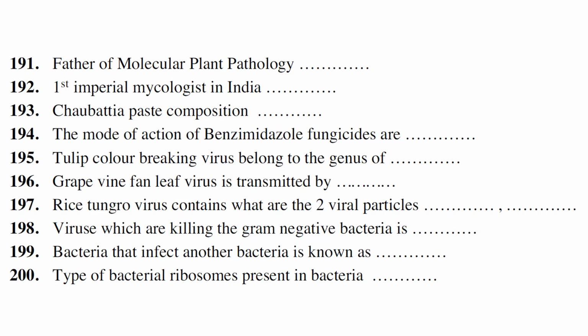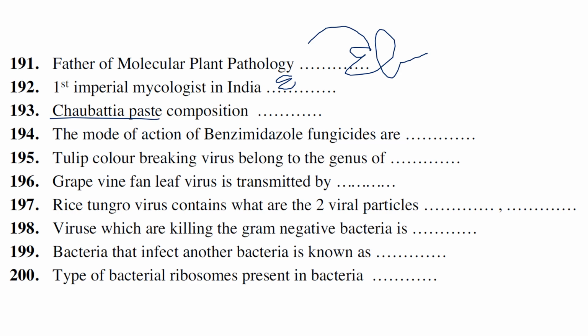The next one is the father of molecular plant pathology. Noel Keen is generally considered as father of molecular plant pathology. He also coined the term elicitor. The term elicitor was also coined by Noel Keen. First empirical mycologist in India. E.J. Butler is generally considered as the first empirical mycologist in India. Chaubattia paste composition: 800 grams of copper sulfate, 800 grams of red lead, 1 liter of linseed or linoleum oil is the composition of Chaubattia paste.